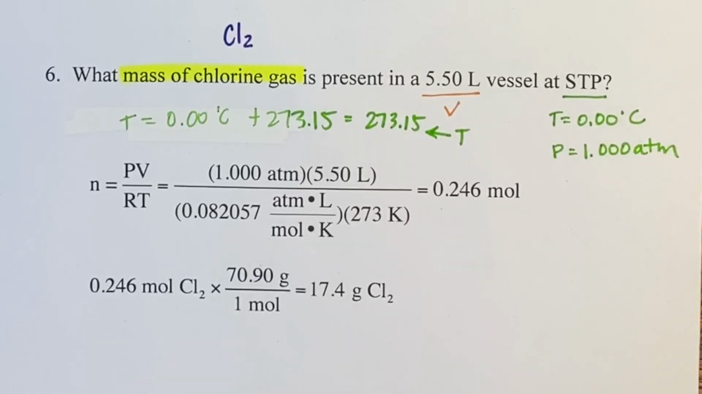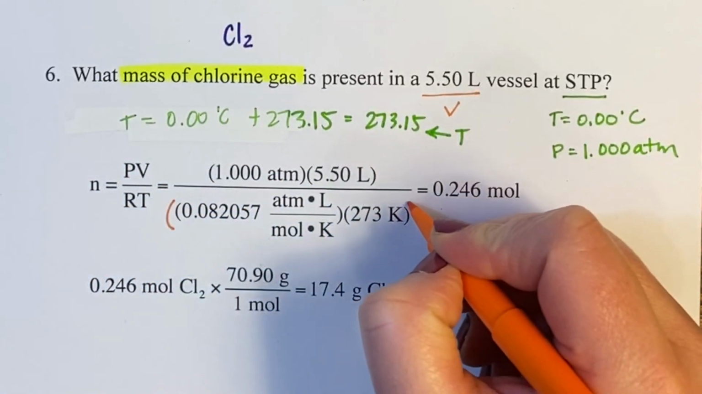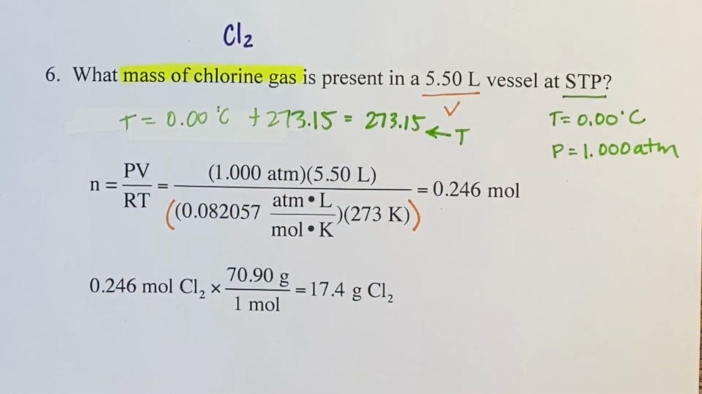As I plug all of that information into my calculator, again, be very careful with this denominator. Make sure you use parentheses. When you solve, you should get 0.246 moles. This doesn't answer the question quite yet. The question that we need to answer is the mass of chlorine gas.